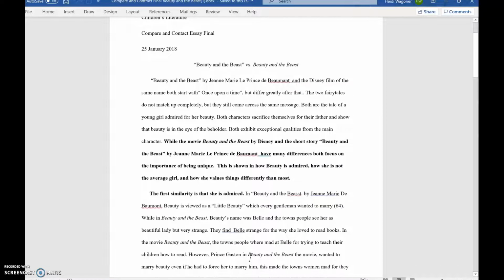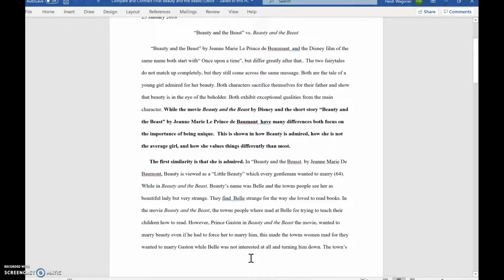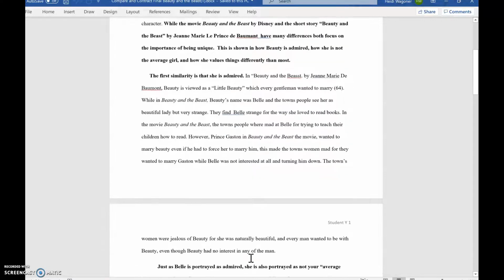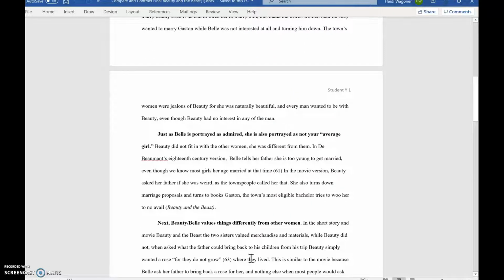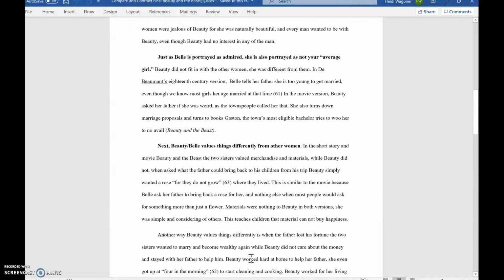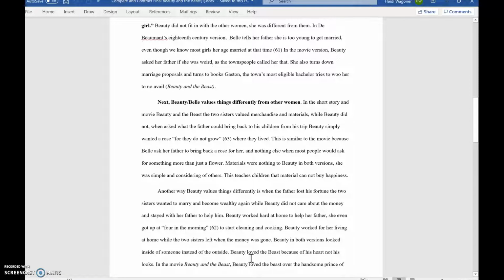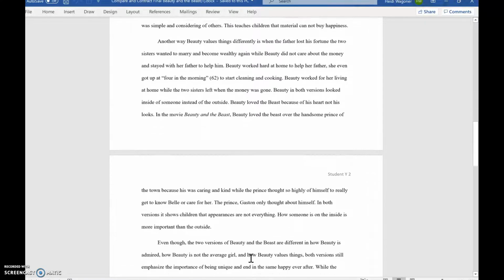And then the student went through and developed this. Well, this is shown in how she's admired, right? She's admired for her uniqueness. And she talks about how people thought she was strange, but she was admired because she liked to read books, and that wasn't common, that was unique, okay? And then they said she's not the average girl. So they talked about how most girls got married at that time period, but that she decided not to. That was uncommon, that was unique. And then the third point is she valued things differently than most. She was unique in that she valued reading, and she valued her father and her family's needs more than her own. And those ideas were developed.